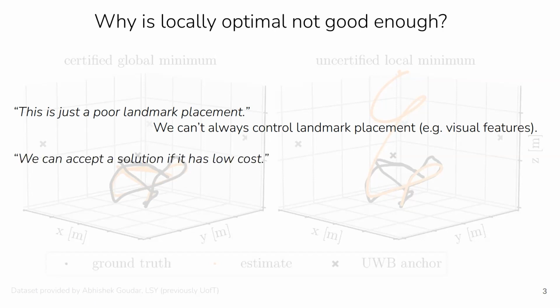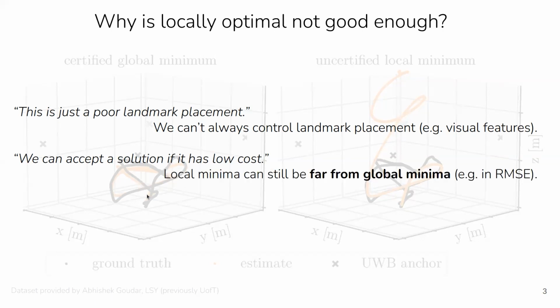You might also say, well, clearly this wrong solution probably has quite a bad cost, so I can just accept a solution only if it has a good objective value, but this is not true. In fact, local minima can be quite close in cost and still be very far from global minima in, for instance, the RMSE error. So in this particular case, the cost is almost the same. And I will show that a little bit more in detail later in the presentation.